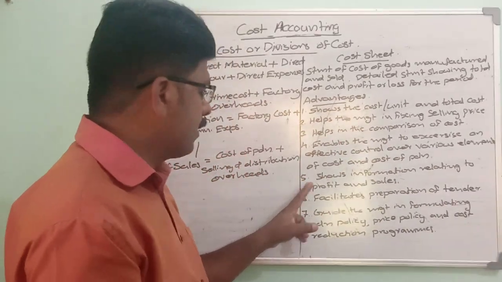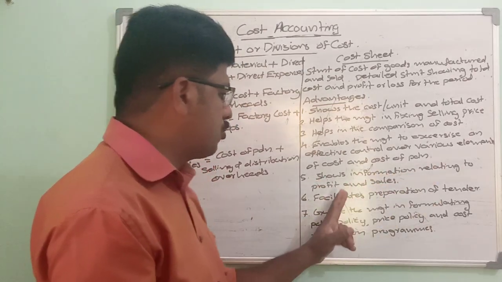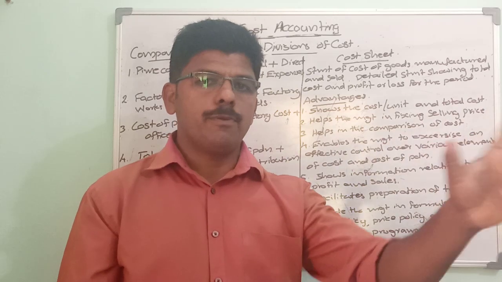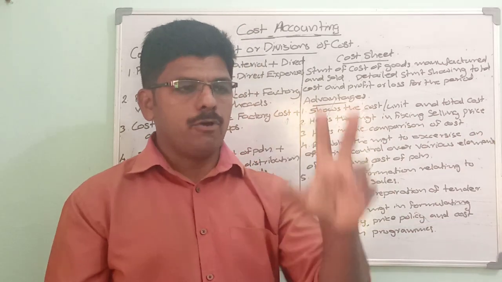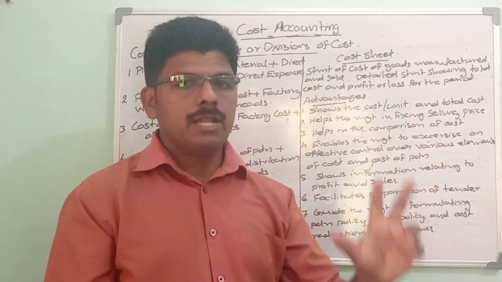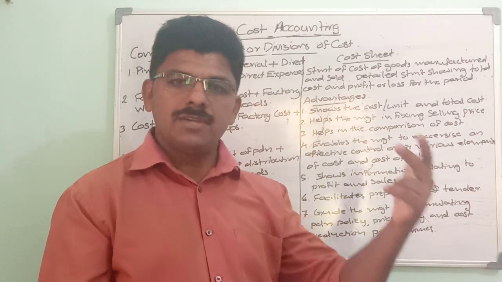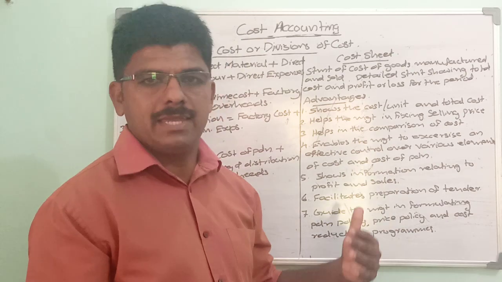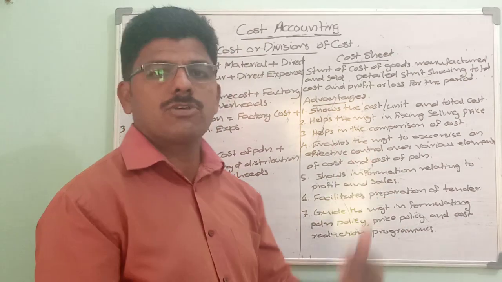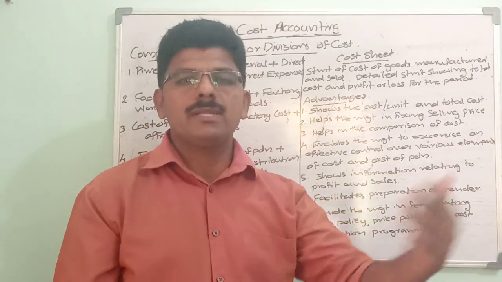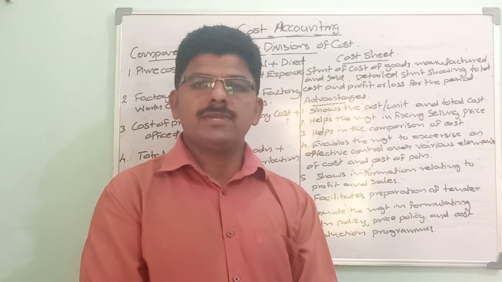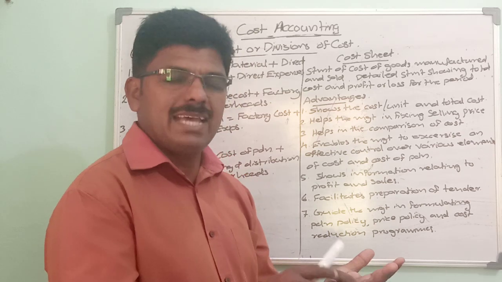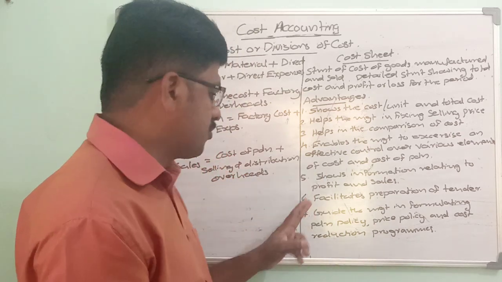Okay, number 5, it shows the information relating to profit and sales. That means the total profit earned, or the total profit we are going to earn, can be obtained from this cost sheet. And also the probable sales can be estimated with the help of this cost sheet. Profit and also sales information can be obtained from this cost sheet.